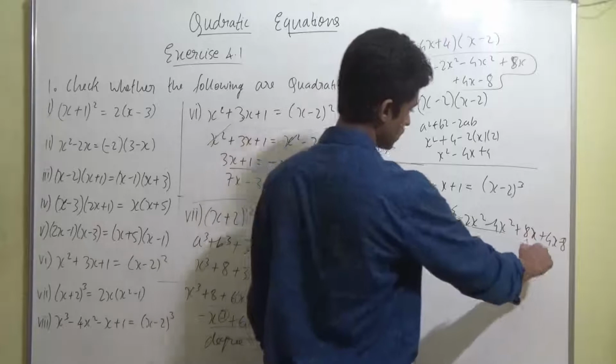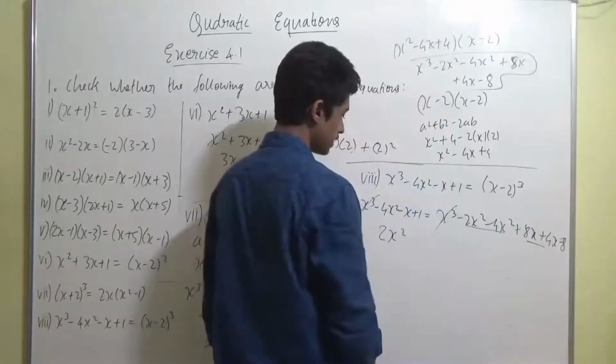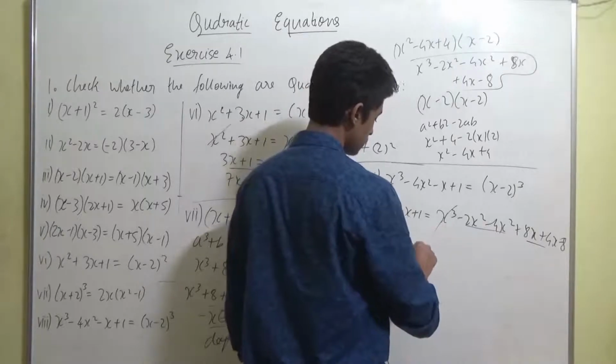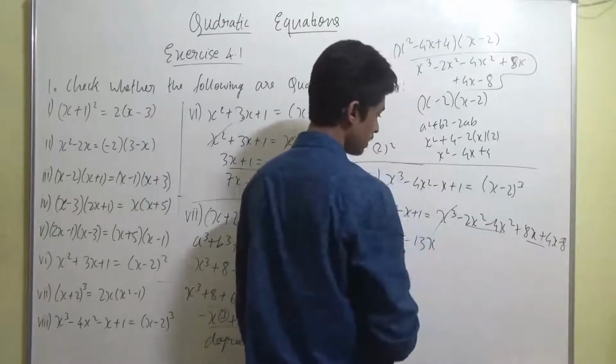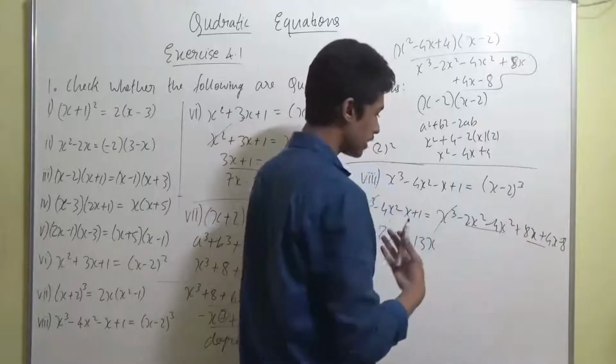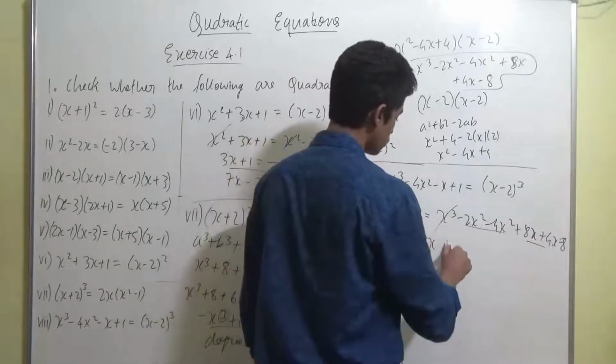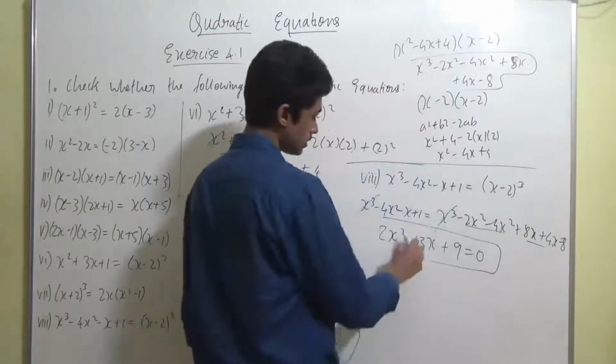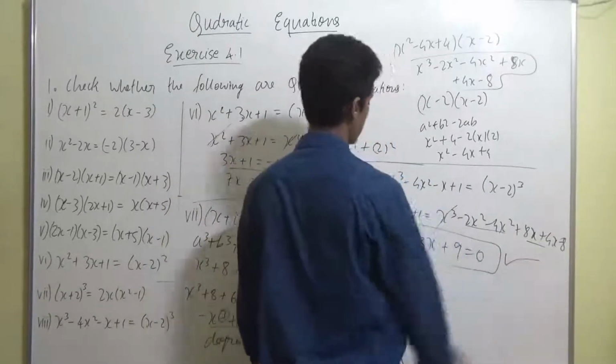Now if you see the x term, this is 12x and this is minus x. When 12x comes to RHS, it becomes minus 12x. Minus 12x minus x becomes minus 13x. Now if I bring the minus 8 to LHS, it becomes plus 8. Plus 8 plus 1 becomes plus 9 equal to 0. So if you see this equation, guys, the degree is 2, which means it is a quadratic equation.